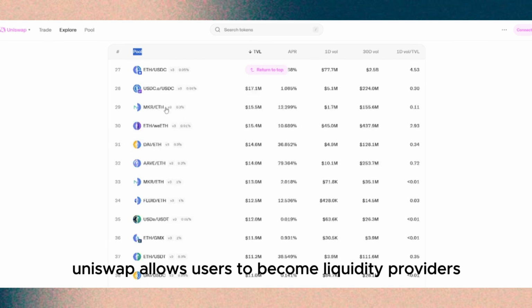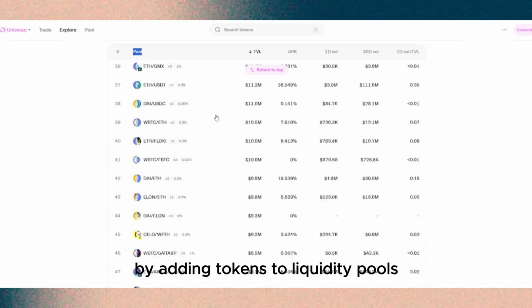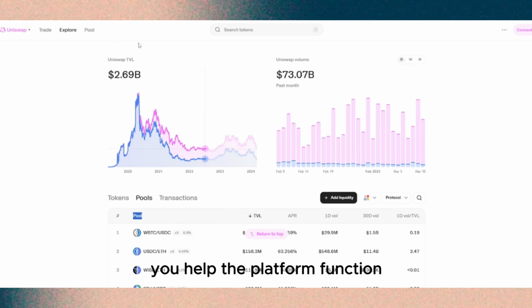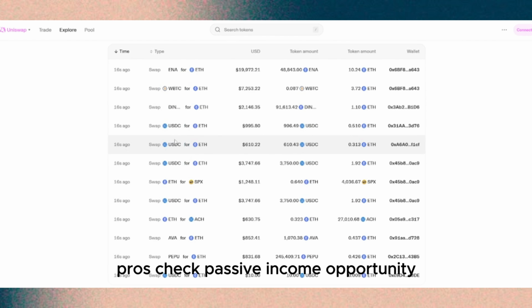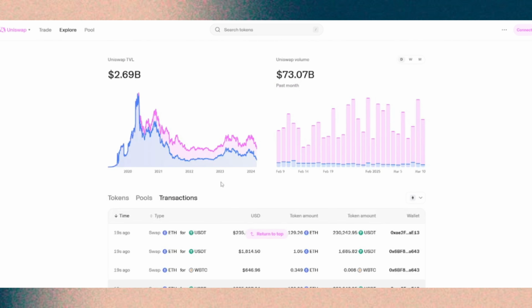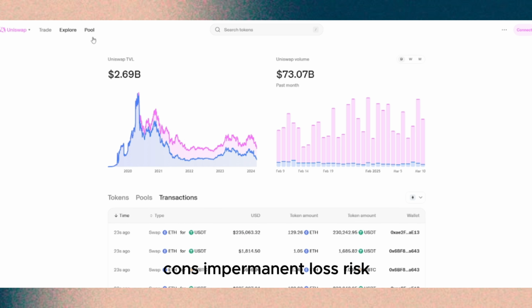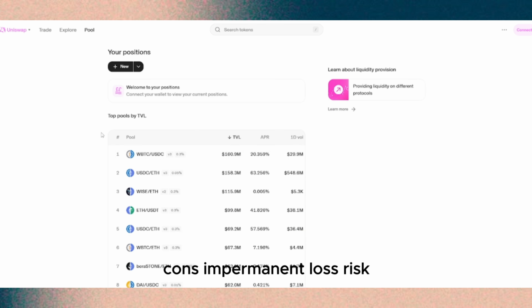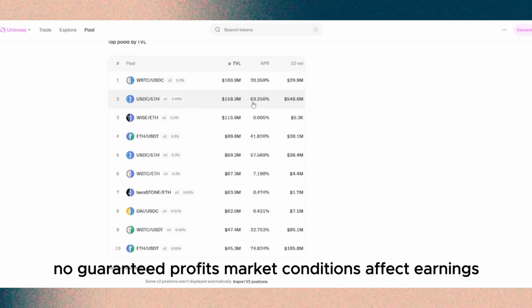Uniswap allows users to become liquidity providers through the Pool tab. By adding tokens to liquidity pools, you help the platform function and earn a share of trading fees. Pros: Passive income opportunity. Earn fees from every trade. Permissionless. Anyone can add liquidity. Cons: Impermanent loss risk. The value of your tokens may fluctuate. No guaranteed profits. Market conditions affect earnings.